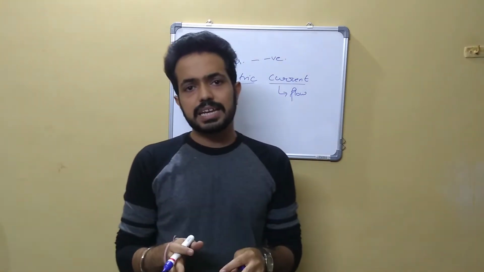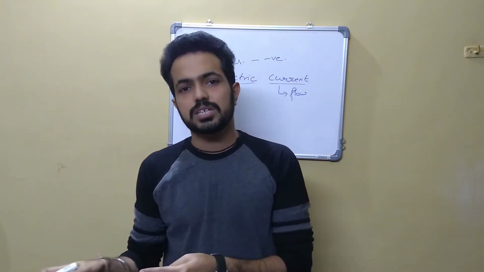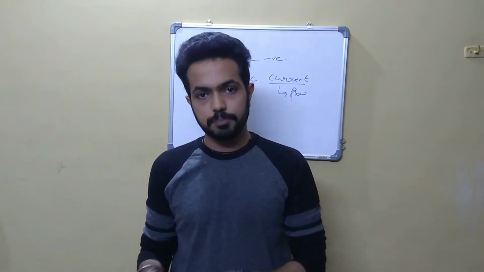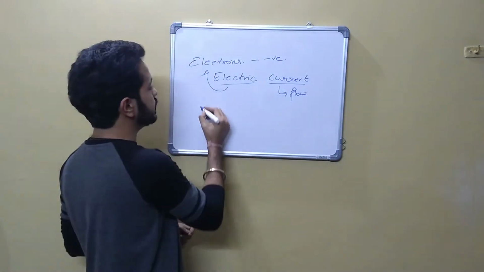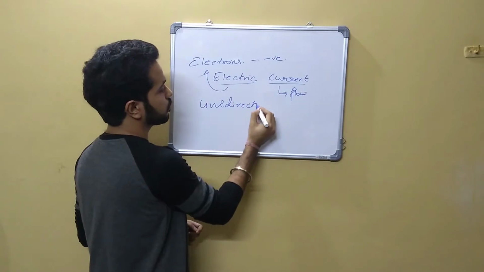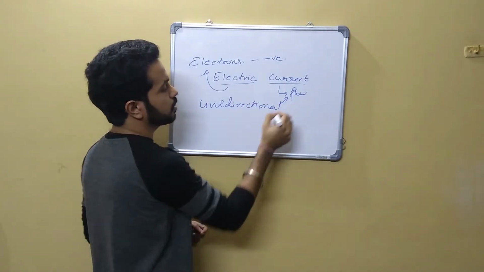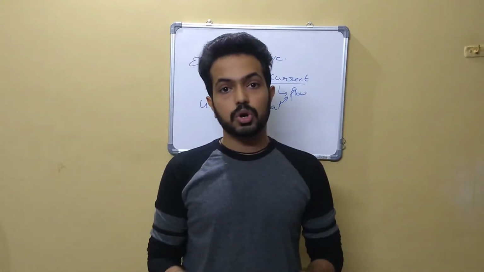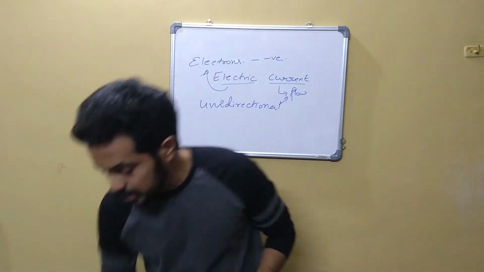So is it like the electrons can flow in any random direction and we'll call it electric current? No. You will need a unidirectional flow to call it electric current. So how does that happen?